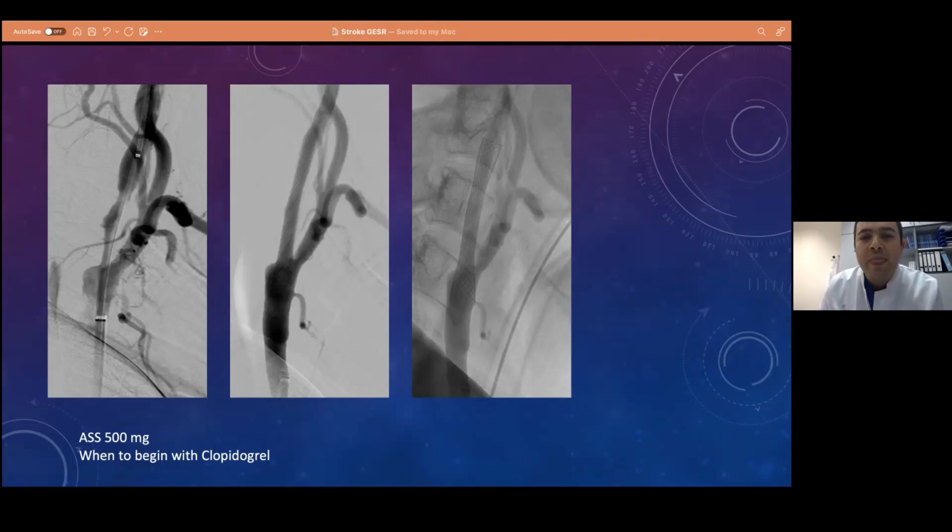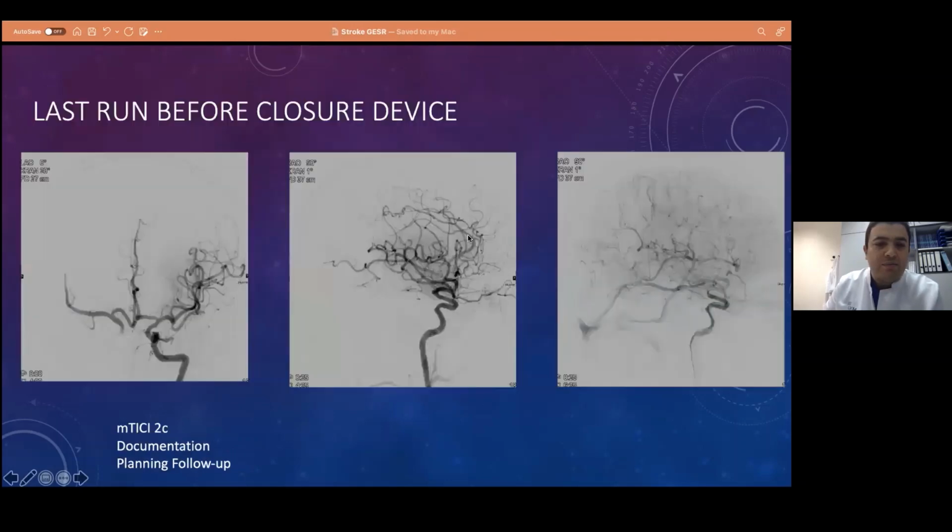If you have a vascular surgeon who can do thrombendarterectomy, it has the benefit that the patient doesn't have to have dual antiplatelet therapy. I usually give aspirin 500 milligram during stent implantation, and this is the final result.